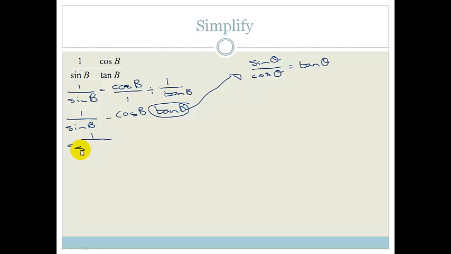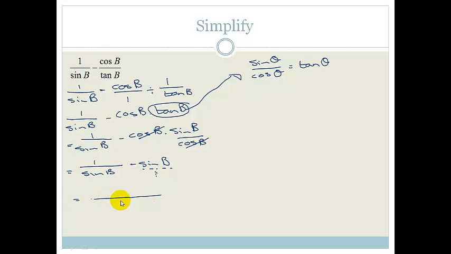Tan b can be replaced with sine b over cos b. So it becomes 1 over sine b minus cos b times sine b divided by cos b. So those cancel. Isn't that wonderful? So now we've got 1 over sine b minus sine b. And now I'm going to do a common denominator of sine b because there's an implied 1 here. So my common denominator is sine b. So do you agree this becomes sine b divides into sine b once, 1 times 1 is 1, minus, 1 goes into sine b once, 1 times sine b is sine squared b.